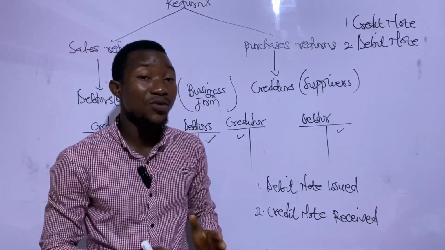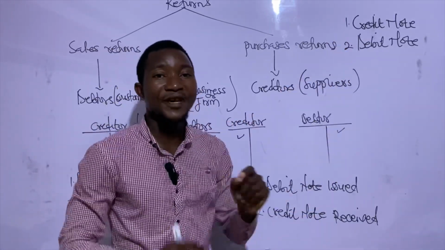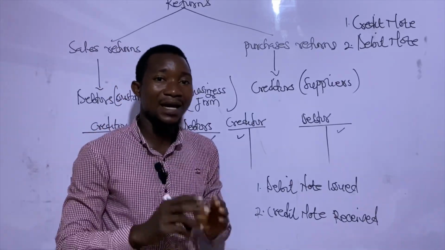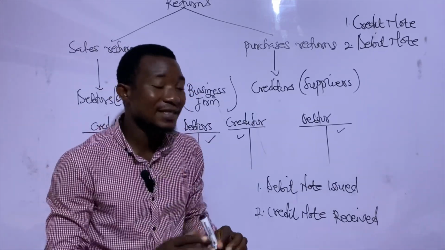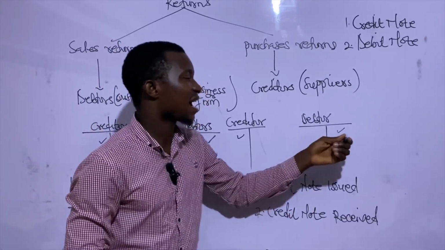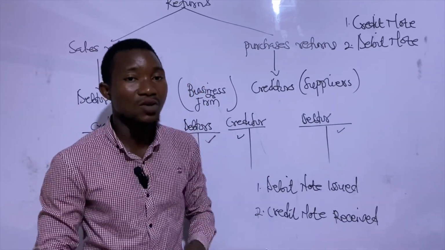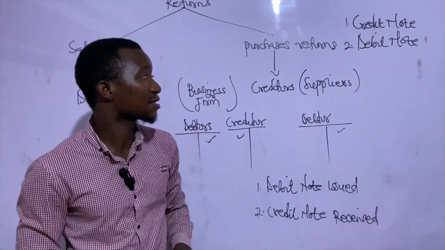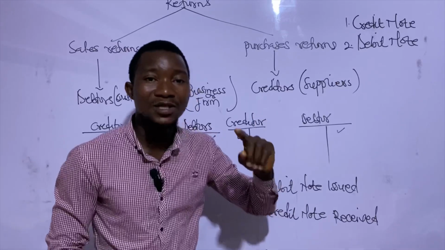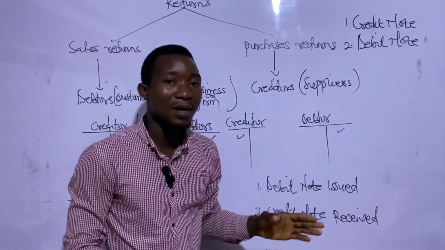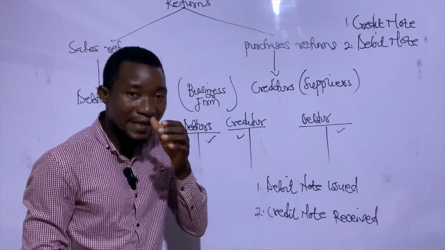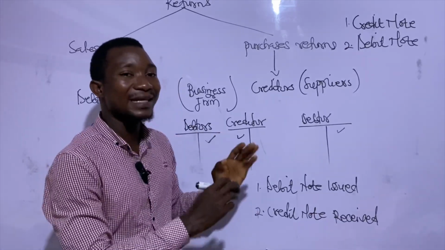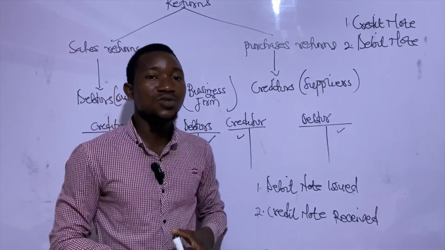So in simple terms, we will say that a credit note is a document or a note sent to a customer or a debtor by a creditor or a supplier, indicating that the debtor's account has been credited in respect of the goods returned. So with regards to the debit note, in simple terms, we will say that it is a document sent to a creditor or a supplier by a debtor or a customer, indicating that the supplier's account has been debited to reduce the indebtedness in respect of the goods returned.